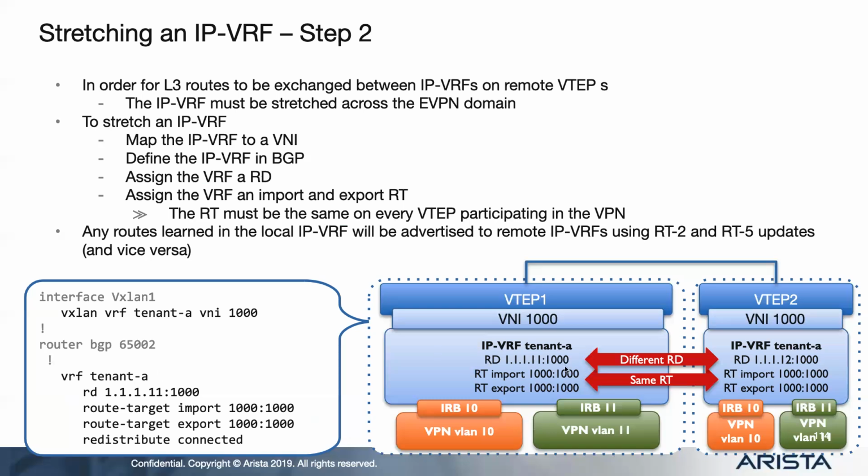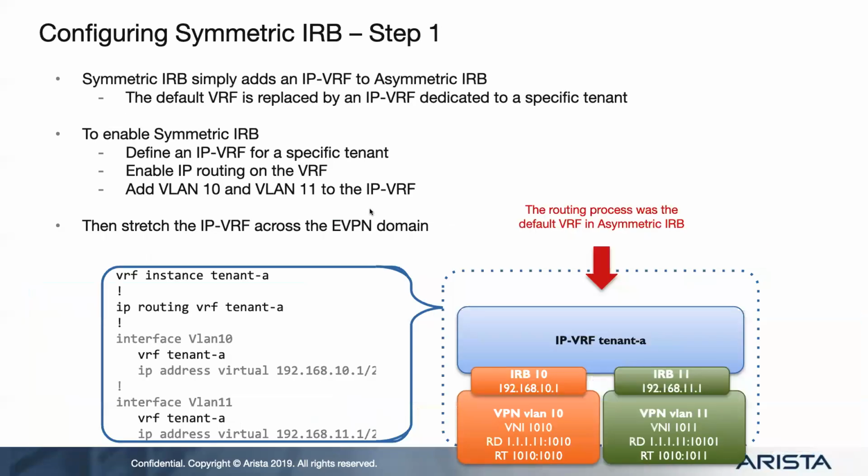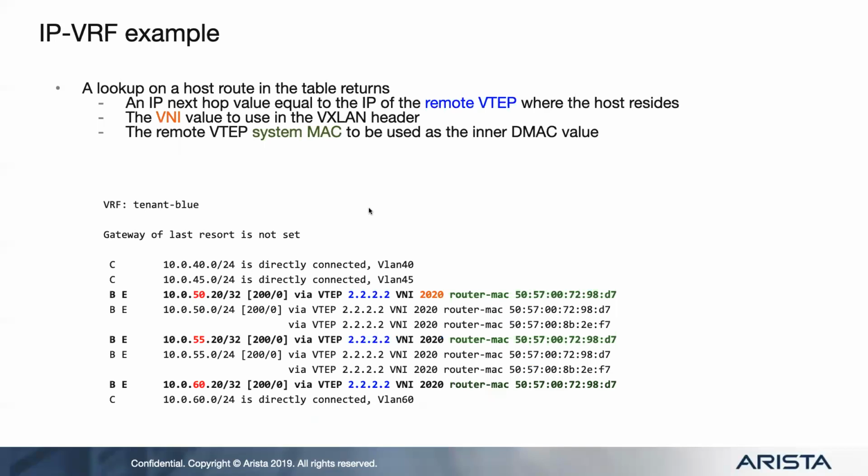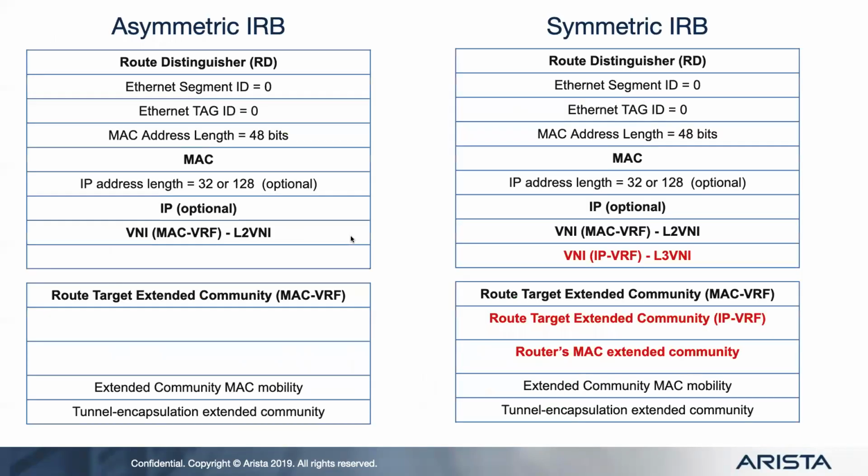Basically when VTEP 1 sends, I think we'll discuss in the next session. That's a good point. And why are we advertising the type 5 route? Because under VRF customer A we have redistribute connected, so all the connected routes will be advertised as type 5 routes. We'll discuss type 2 as well.